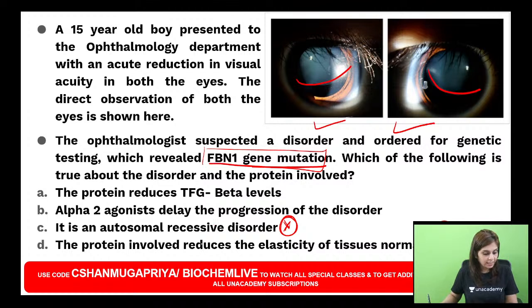Okay. And very good, Paulami Das. Yes, as Paulami Das has answered, fibrillin 1 protein reduces TGF beta levels.